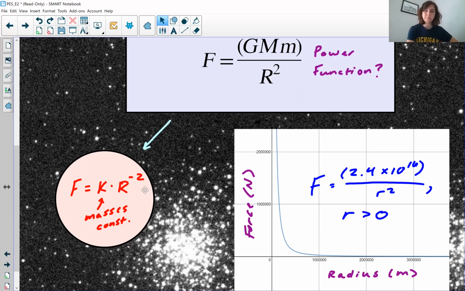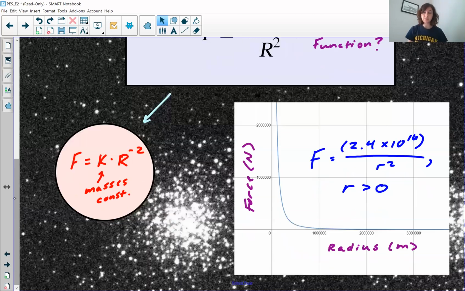Now, what about the k? Well, if I look at this numerator right here, g is a constant, it doesn't change, and then the masses of the objects are not going to change. So I just kind of grouped all three of those terms together, and I said that's my constant, that's my coefficient in this function. So this is an example of a power function.